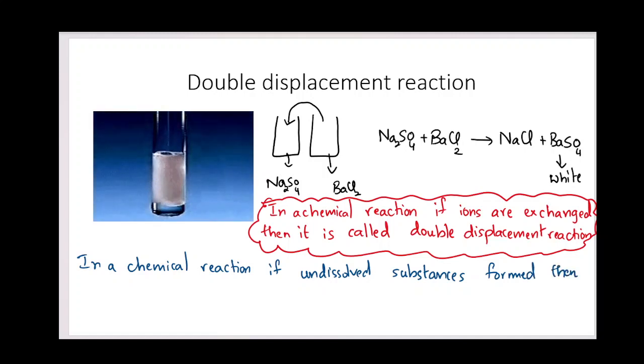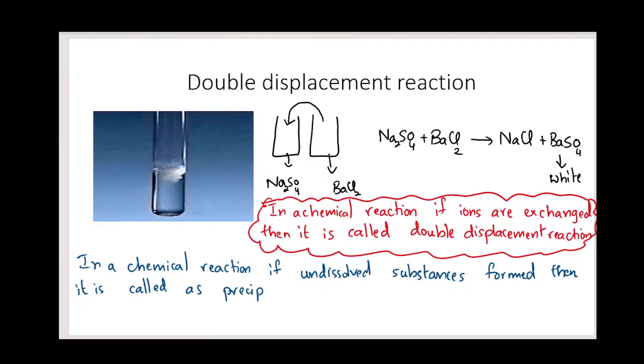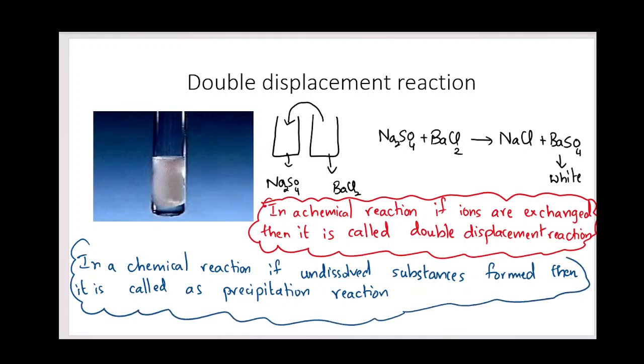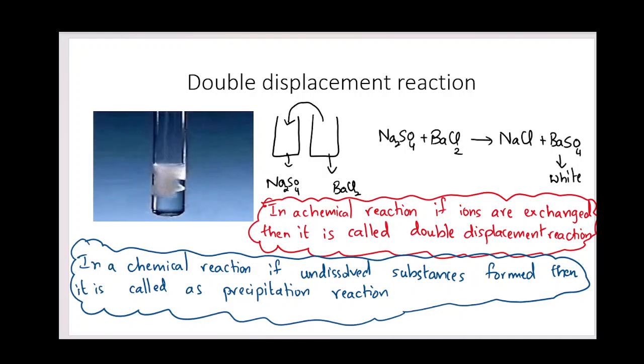Okay, precipitation reaction. What is a precipitation reaction? In a chemical reaction, if undissolved substances are formed, then it is called a precipitation reaction.